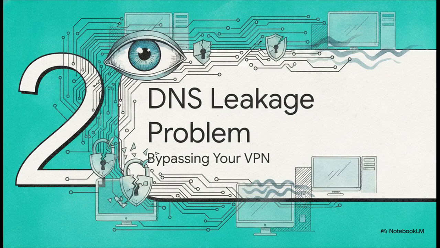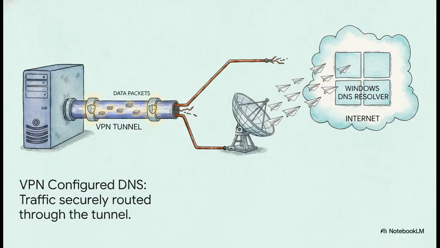So let's zoom in on Section 2, the DNS leakage problem. You'd probably assume your VPN locks down all DNS traffic perfectly, right? You configure it, and theoretically, every single web request should route securely through that encrypted tunnel. But actually, Windows maintains its own completely separate DNS resolution stack. And this internal resolver just straight up ignores your VPN's rules whenever it needs to contact specific Microsoft services.